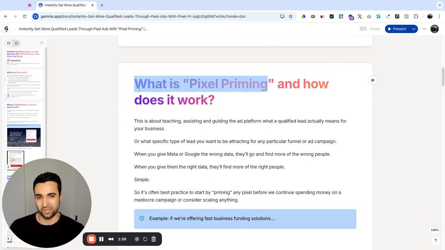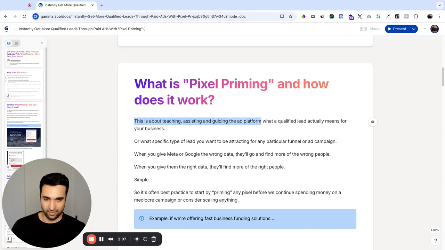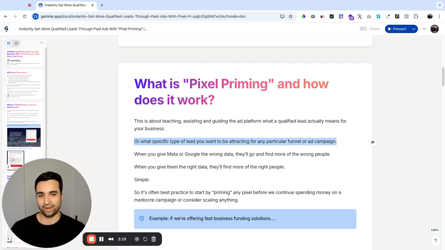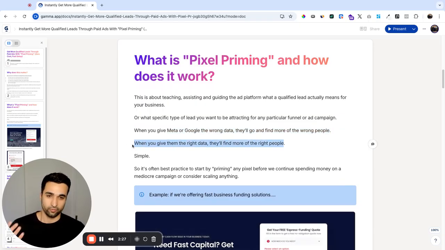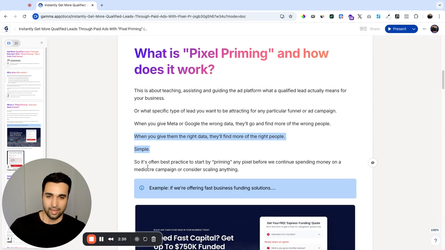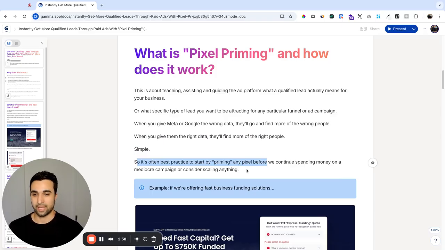I really want to touch on pixel priming itself now, how it works and how to go about setting it up. It's really about teaching, assisting, and guiding the ad platform on what a qualified lead actually means for your business, or what specific type of lead you want to be attracting for any given funnel or ad campaign. When you give Meta or Google the wrong data, they'll ultimately go and find more of the wrong people. And when you give them the right data, they'll go find more of the right people. So it's very simple. And it's often best practice to start priming any pixel before we continue spending money on a mediocre campaign or we consider scaling anything.